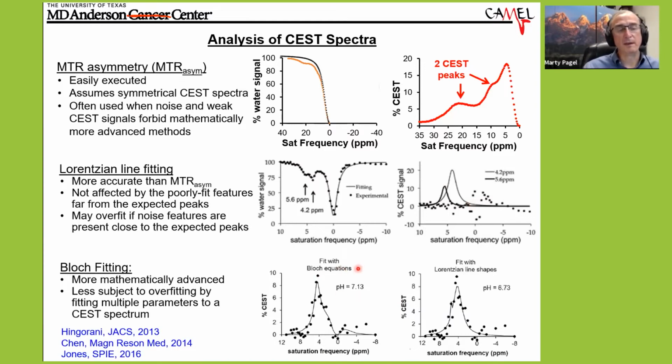We actually use the fundamental equations of how magnetism evolves during MRI studies, the Bloch equations, and model the data and fit that to the experimental data. And that handles noise quite well. Fitting with Bloch equations works better than Lorentzian line shapes for noisy data. So again, it seems obvious to many of us here today, but thinking of how you're going to analyze the data does affect how you acquire the data.